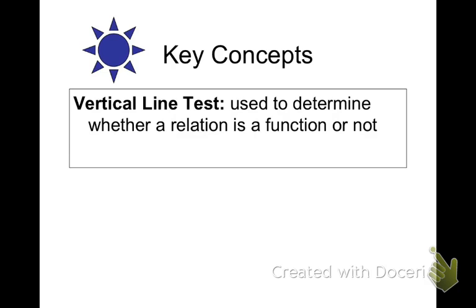Okay, so another way we can determine whether a relation is a function is called the vertical line test. You guys remember the vertical line test? I know it's been a while since Algebra 1 days. So a vertical line test sounds exactly like what it is. You take a vertical line and you put it on top of a graph, and that is used to test whether a relation is a function or not.